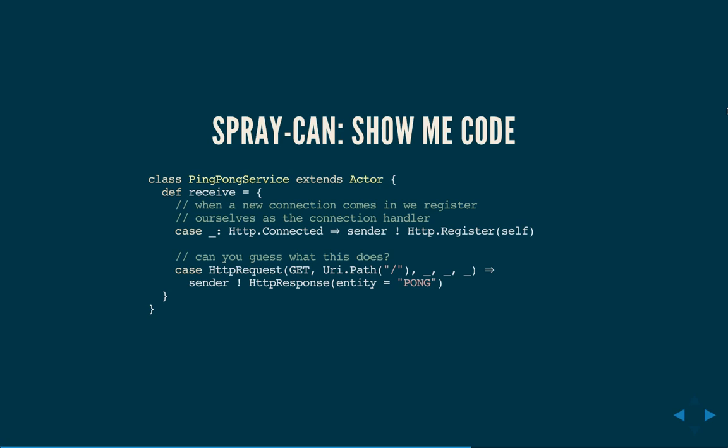And then when a request actually comes in across the connection, the second case in this receive partial function is matched, and you should be able to understand pretty nicely what this thing does. It just reacts to GET requests to the root URI, and it simply answers with an HTTP response that contains an entity, PONG. That's all. So it's relatively easy to understand, and it feels natural to program in that way.